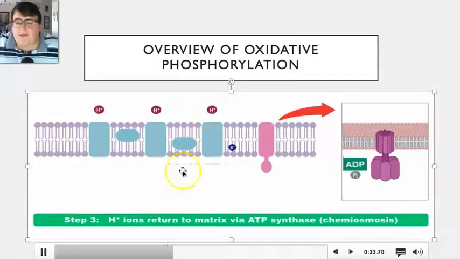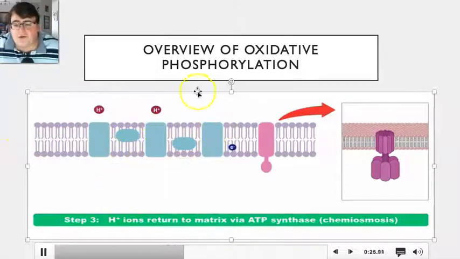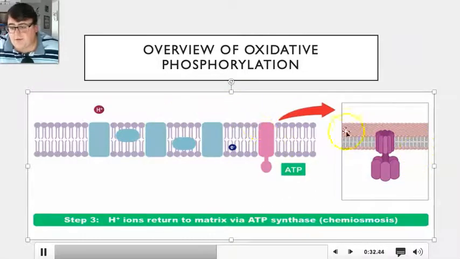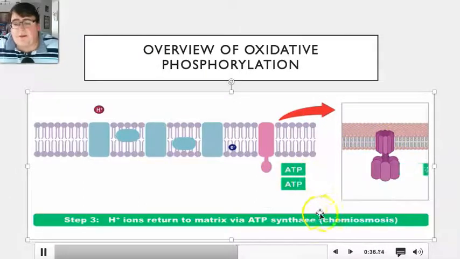In step 3, those ions return to the matrix through ATP synthase. As they move through, you can see here, it causes the ATP synthase to spin, which generates ATP through chemiosmosis.